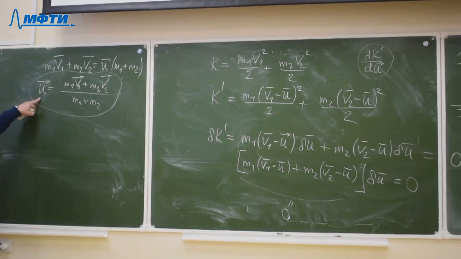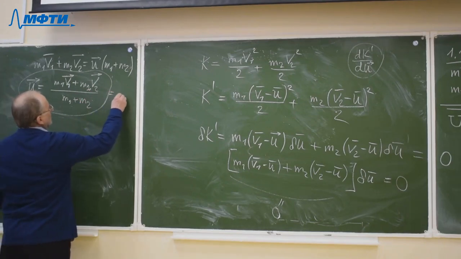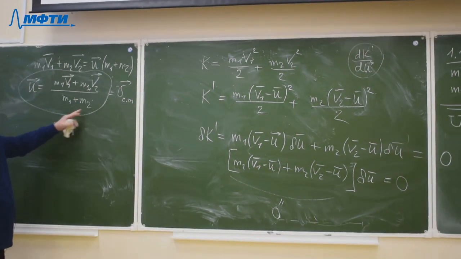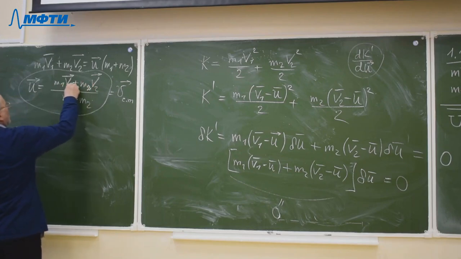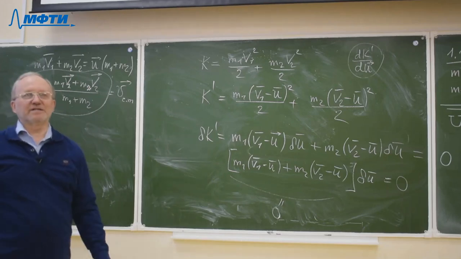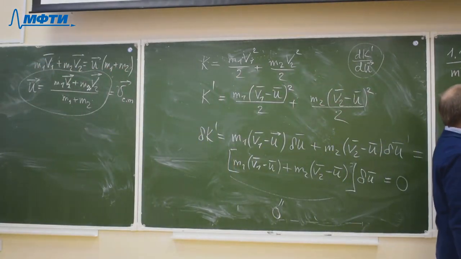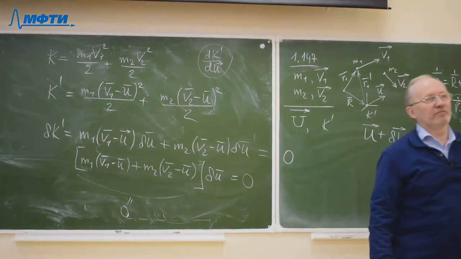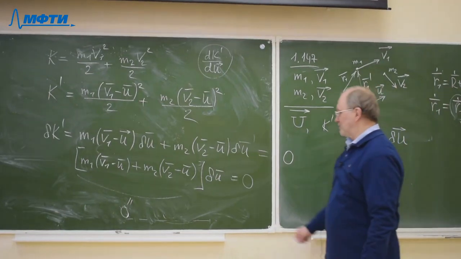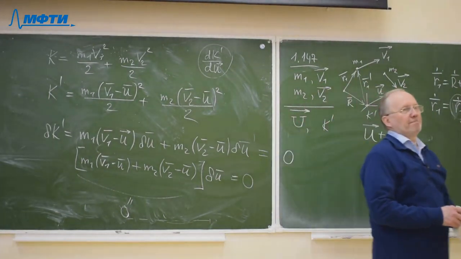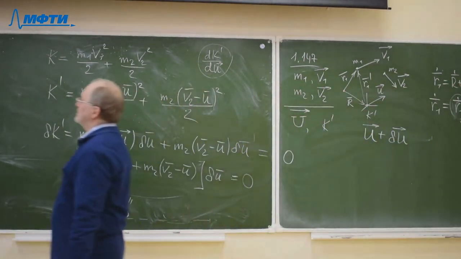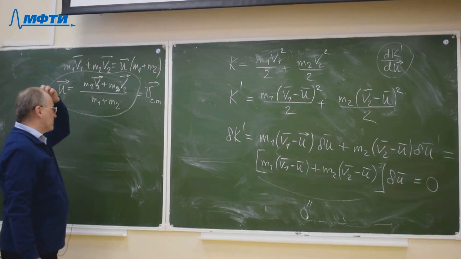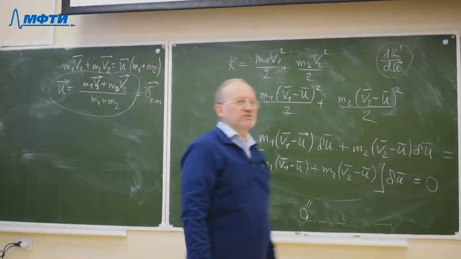Note the interesting result. The velocity obtained here is just the velocity of the motion of the center of mass of the system of two particles. So the center of mass of two particles coincides with such a reference frame in which the total kinetic energy of two particles is minimum. In any other reference frame, total kinetic energy would be larger. And this velocity coincides with the velocity of motion of the center of mass.